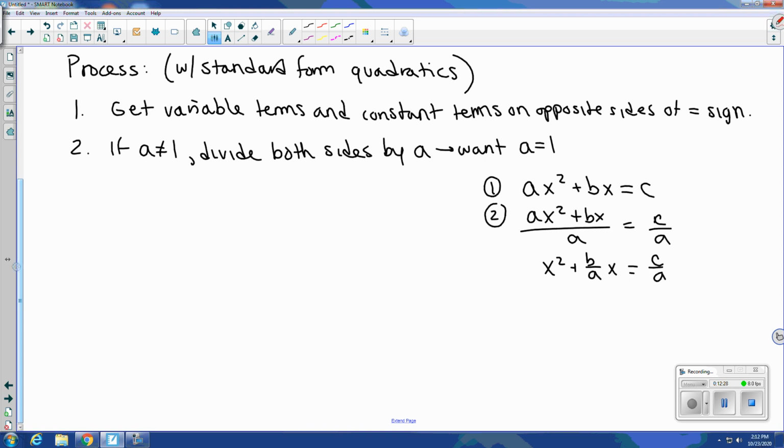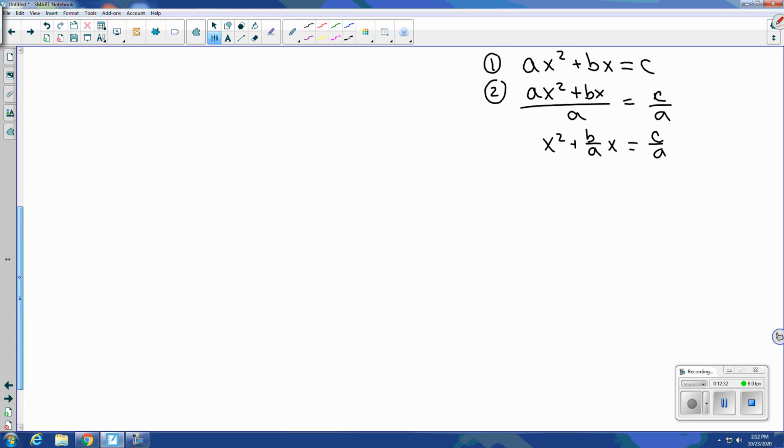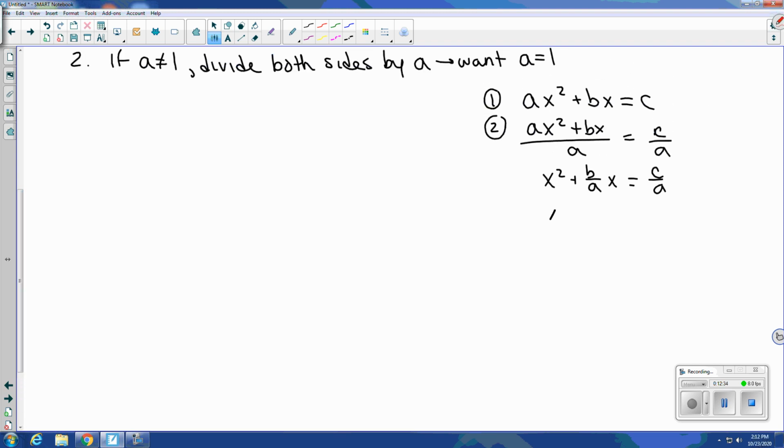Now, so we don't have to deal with these fractions, let's just rename b over a. We're going to call that whole thing capital B, and c over a we're going to call capital C. So now we're at the point where we have an a value equal to 1. Our next step is going to be the completing the square process.